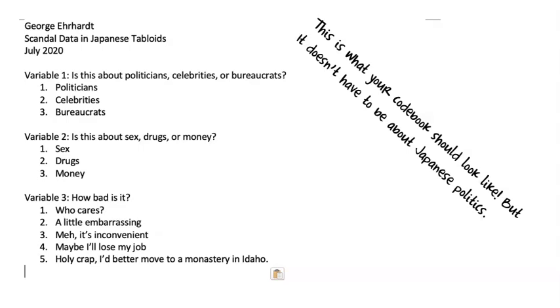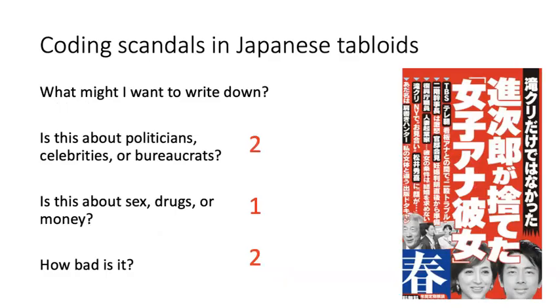Let's try using this. So, for the first story about the TV announcer, this is about celebrities, so we're going to write a 2. Presumably there's sex involved, so we'll put a 1 for that. And, breaking up isn't so bad, but it's kind of embarrassing. It's all over the news, so we'll call it a 2.